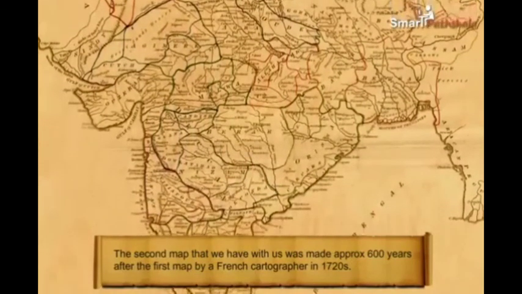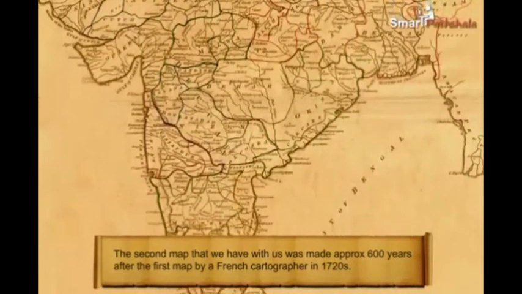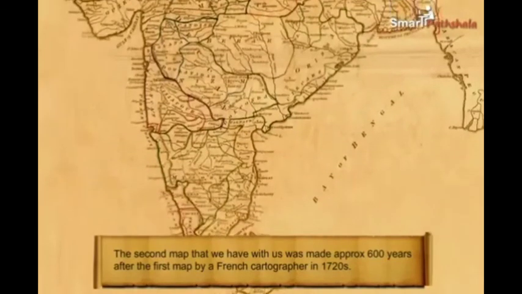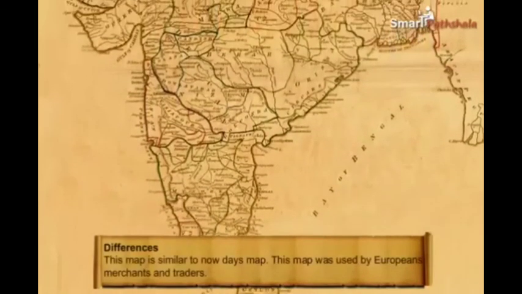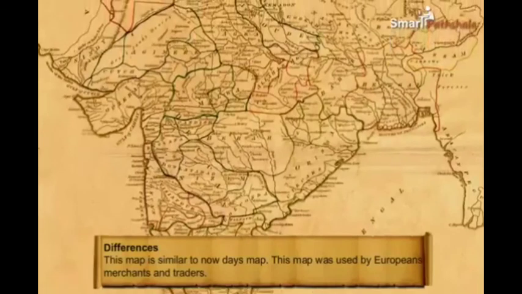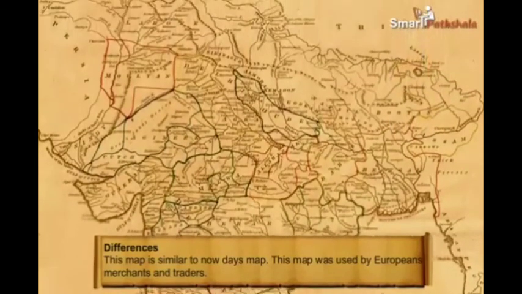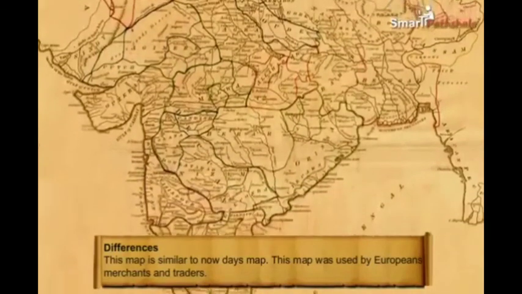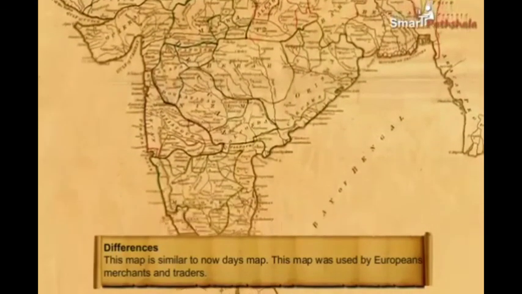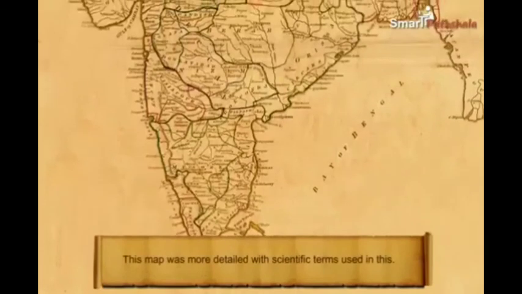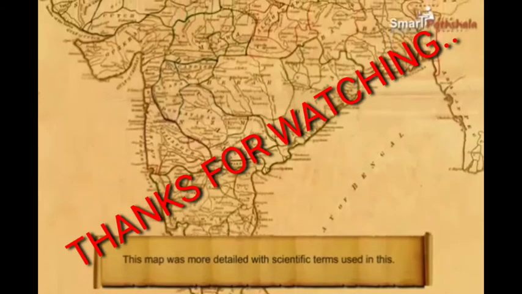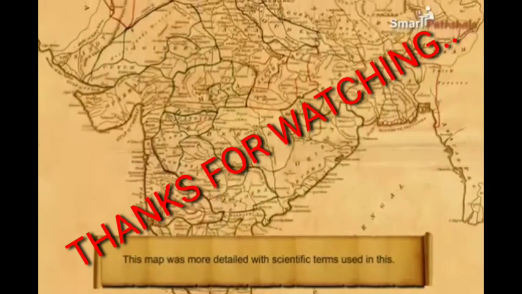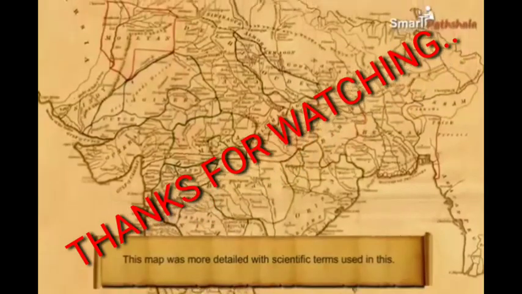The second map that we have with us was made approximately 600 years after the first map by a French cartographer in the 1720s. It was quite different from the previous map in all respects. This map is similar to nowadays maps and was used by European merchants and traders. It was much more useful than the previous map as it was more detailed, with scientific terms used in it.